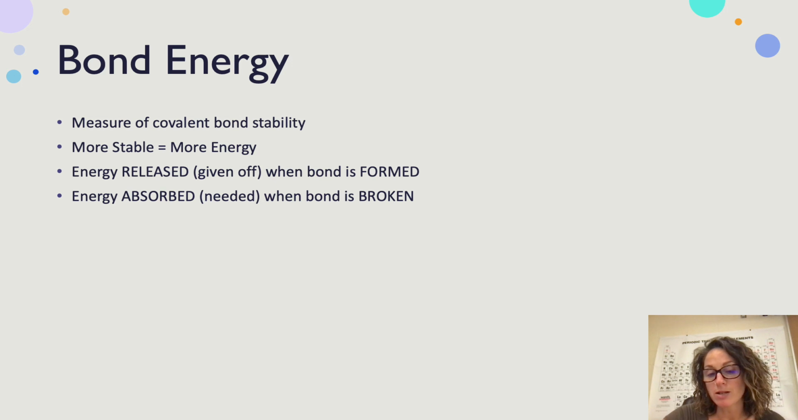To better understand this concept, we're going to talk about bond energies for a little bit. This is the measure of a covalent bond's stability. The more stable a bond is, the more energy has to go into breaking it because it's so stable. Energy is released or given off when a bond is formed. Say that again: energy is released when a bond is formed. For example, when we bring glucose and fructose together, energy is being released. In the opposite direction, energy is absorbed, or energy is needed in order to break a bond.